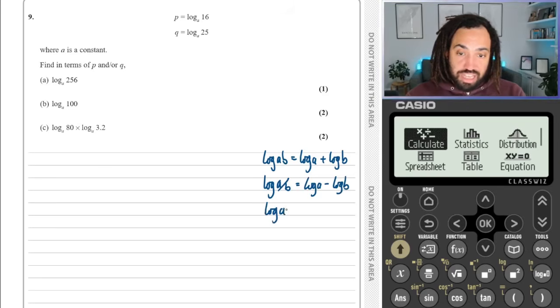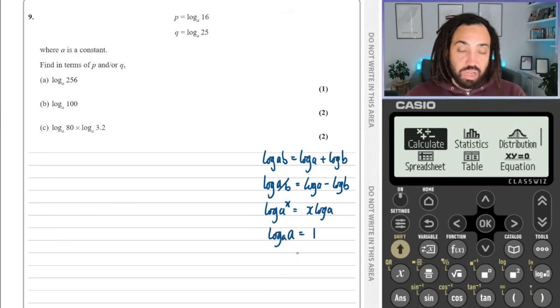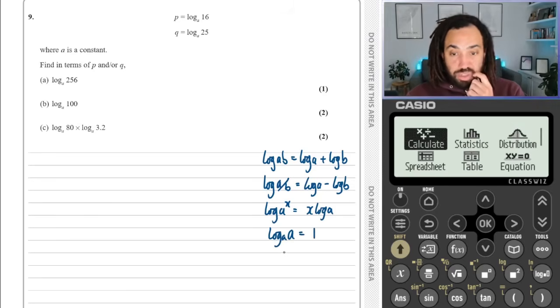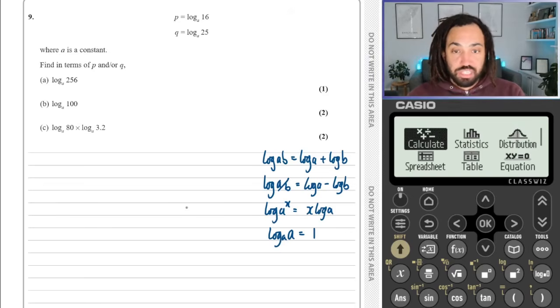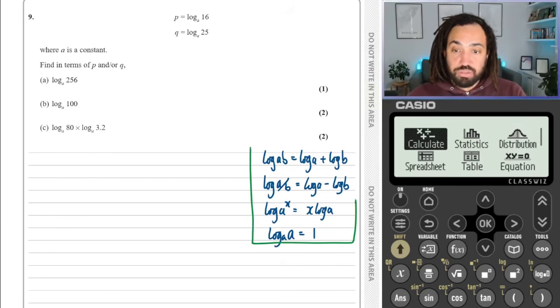Log of A to the X is equal to X log A. And log A of A is equal to 1. That one could be useful. I don't think it's useful in this particular question. But anyway, these are the big ones that you really need to know. So let me just box those up, and we'll keep those on the side there.